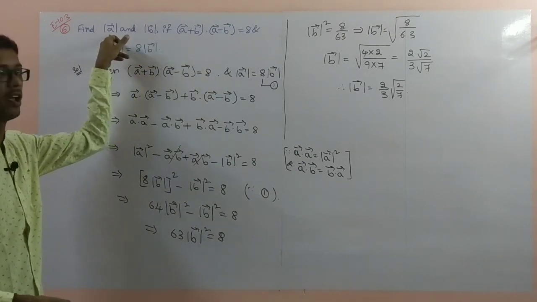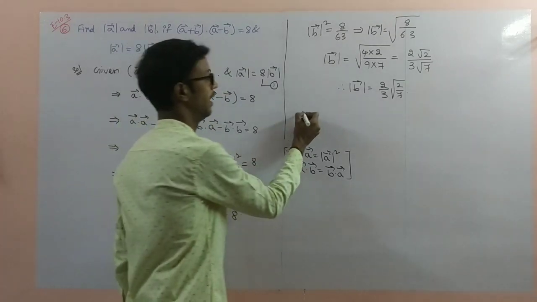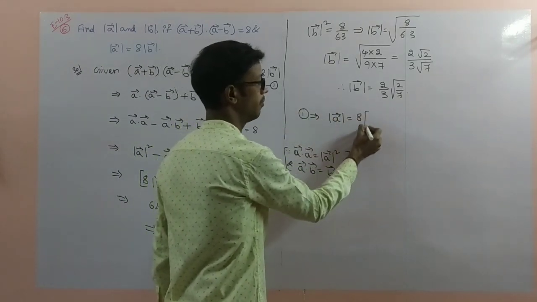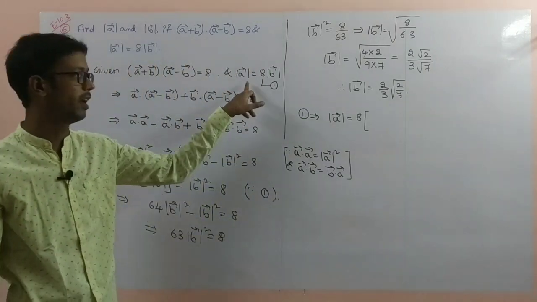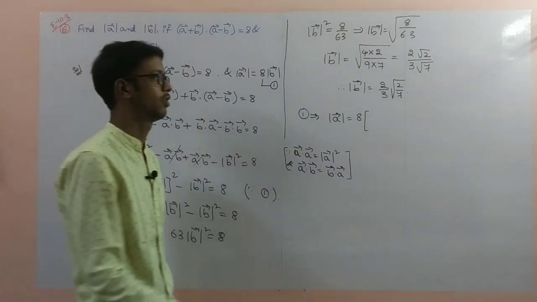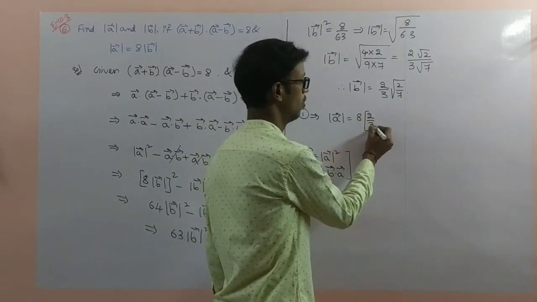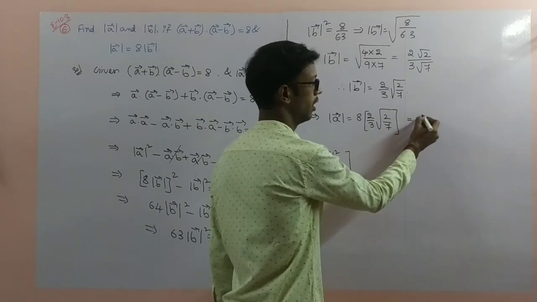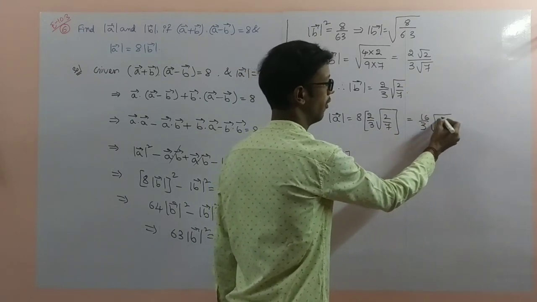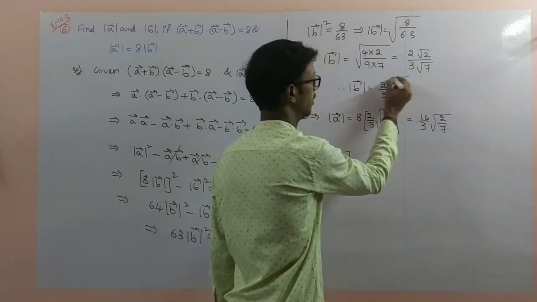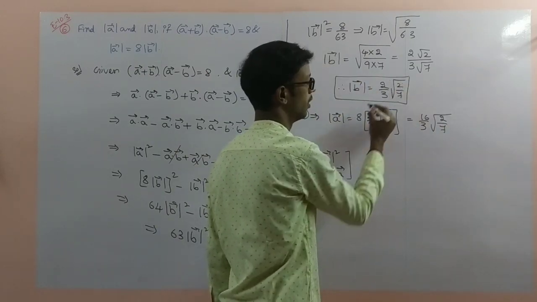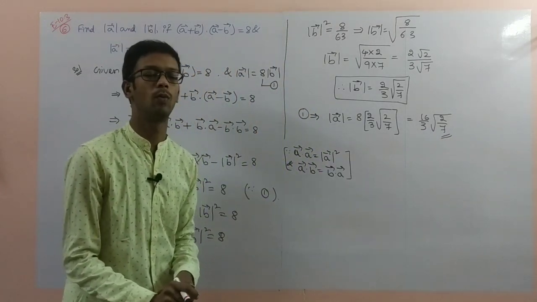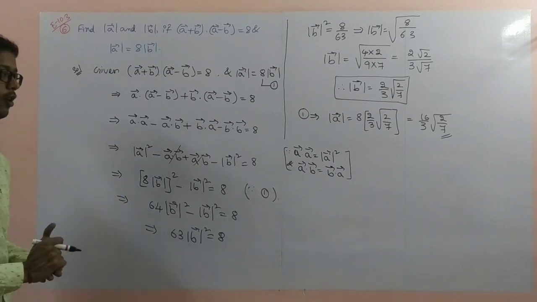What is the magnitude of A bar is also asked here. So from equation 1, magnitude of A bar equal to 8 times the magnitude of B bar. Substitute here 2 by 3 square root of 2 by 7. That value should be 16 by 3 square root of 2 by 7. This is the magnitude of B bar value, and this is the magnitude of A bar value, 16 by 3 root 2 by 7. So pause the video to note it down.